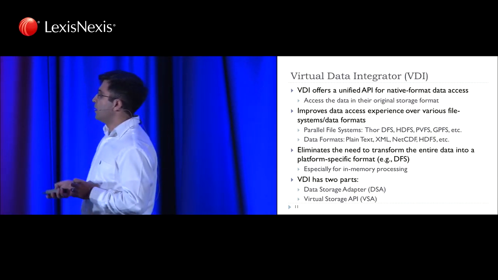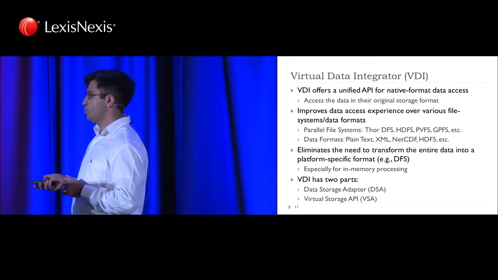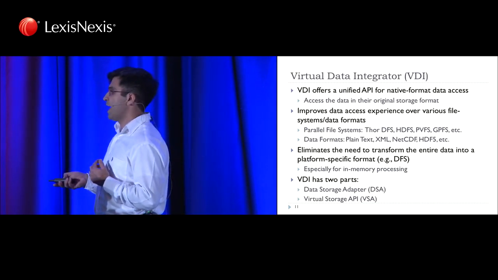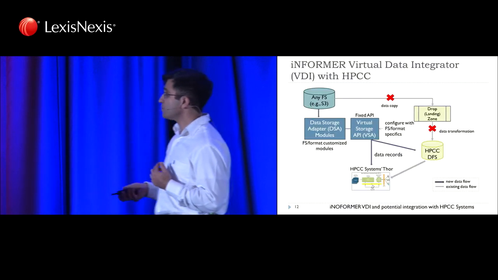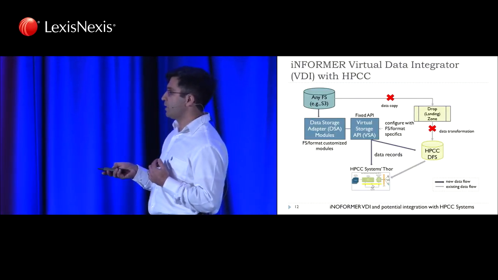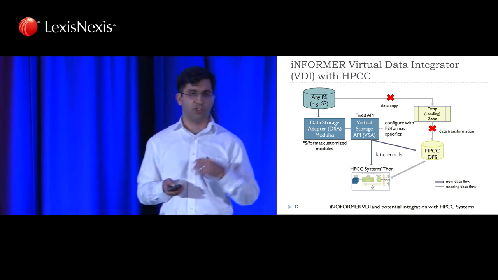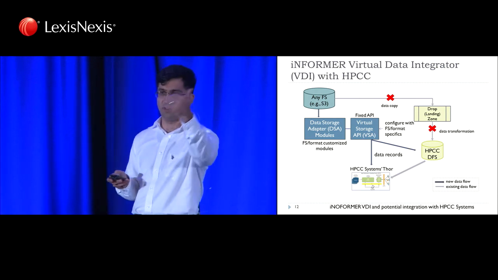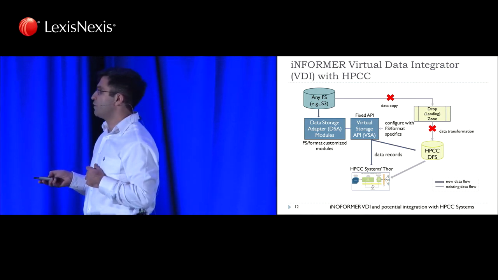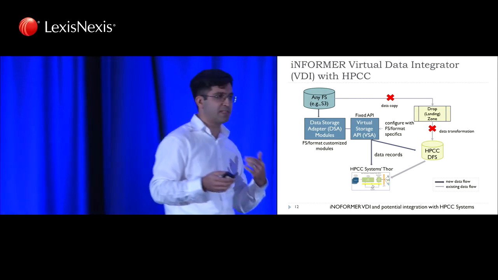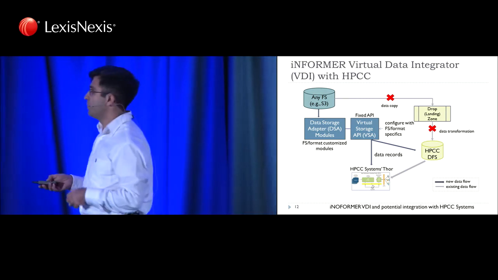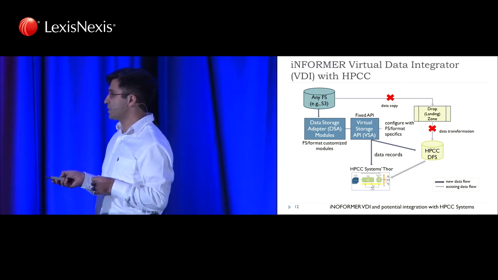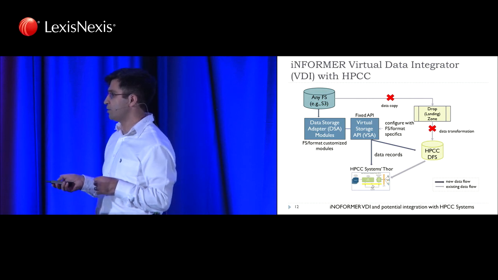So this VDI has two parts that we have designed and are working on implementing: a data storage adapter section and an API section. You can see here, it goes directly to your original stored data. There are adapters for different file types. You enable one of them to read your current file type, and there is a fixed API that keeps your program from having to change for every data type. So basically, with that, you can skip the step of putting it into the DFS and directly load it into memory.